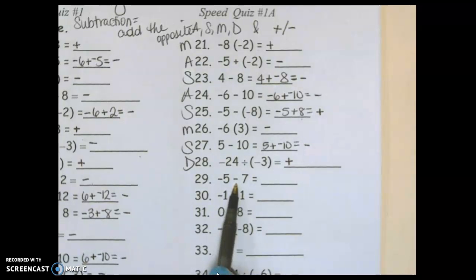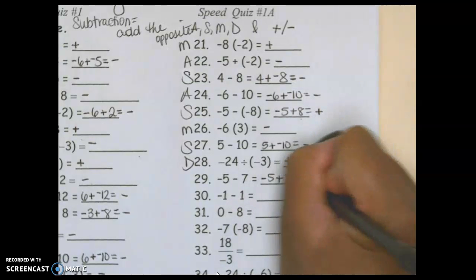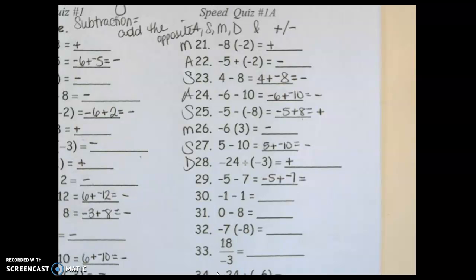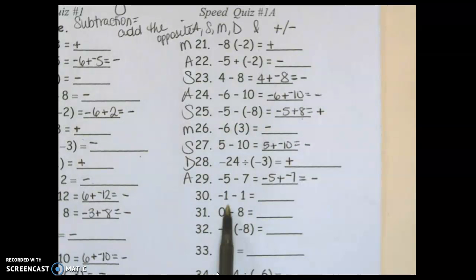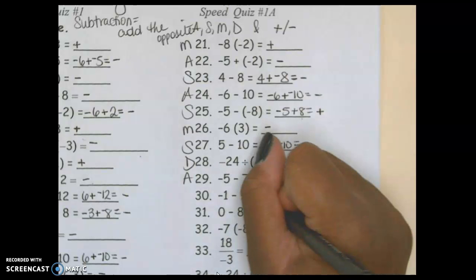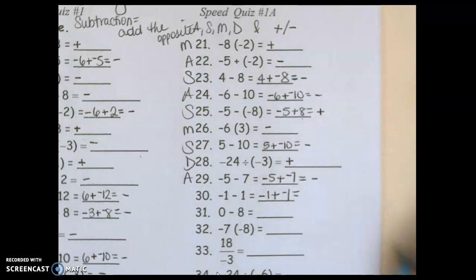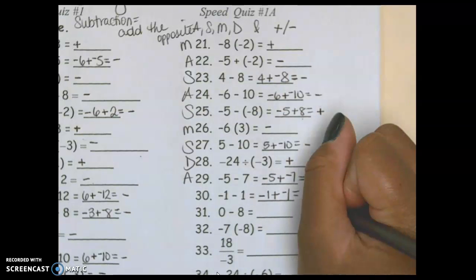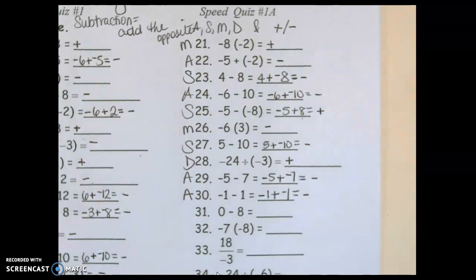Tell me what to do here. Add the opposite. -5 plus -7. What will I do mathematically to solve? 7 plus 5, so it's add. And make it negative. Thank you. 7 plus 5 and it'll be negative. Whoa. Add the opposite. What do I do here? -1 plus -1. Oh, it's going to be a negative number because 1 plus 1. It's going to be negative, and then you're going to add because you said plus.